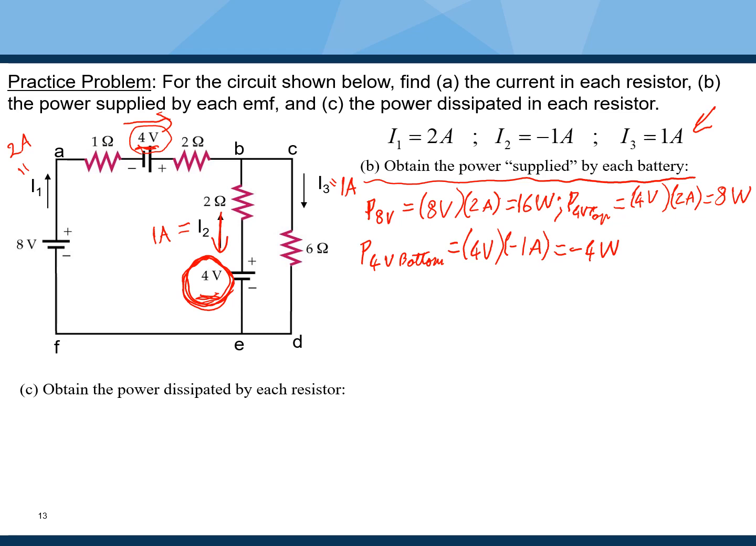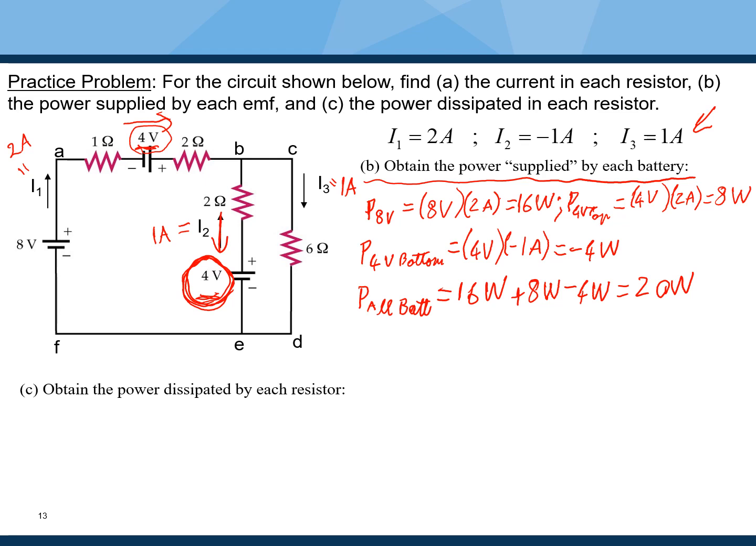So we get the total power supplied by all batteries. The power supplied by all batteries is equal to 16 watts from the 8-volt battery on the left plus 8 watts from the 4-volt battery on the top minus 4 watts from the battery at the bottom. And so that's equal to 16 plus 8 minus 4, that's 16 plus 4, which is equal to 20 watts. So we have a total of 20 watts of power supplied by the batteries.